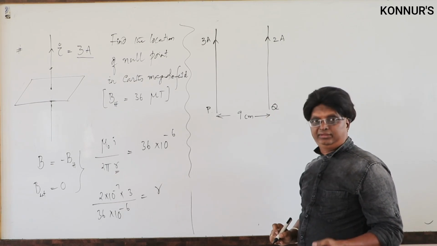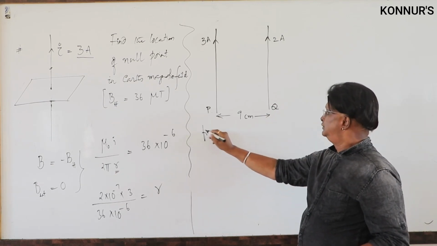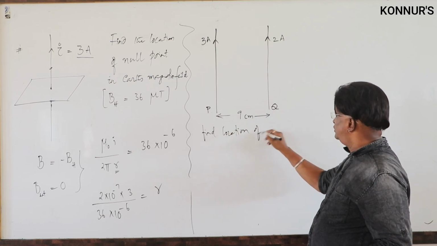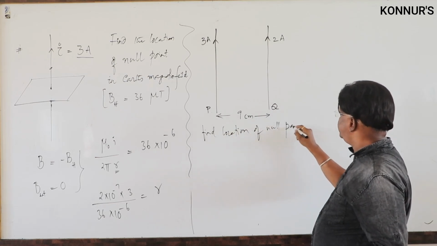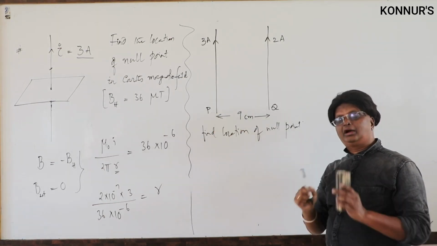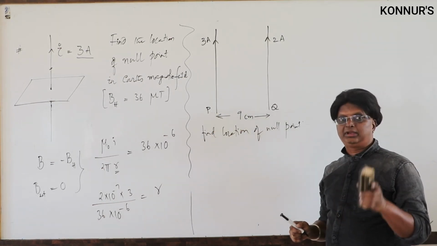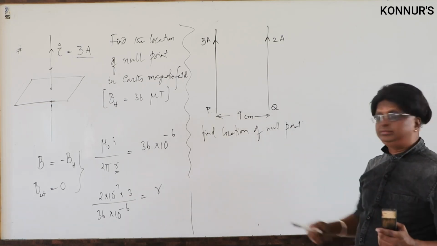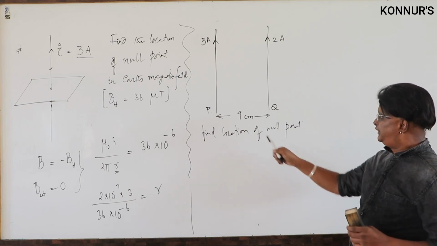Now the question is that find location of null point. Null point. In that case, we got only one null point. For a given conductor, straight conductor, single conductor, we got only one in the case of Earth's magnetic field. But here let us see.